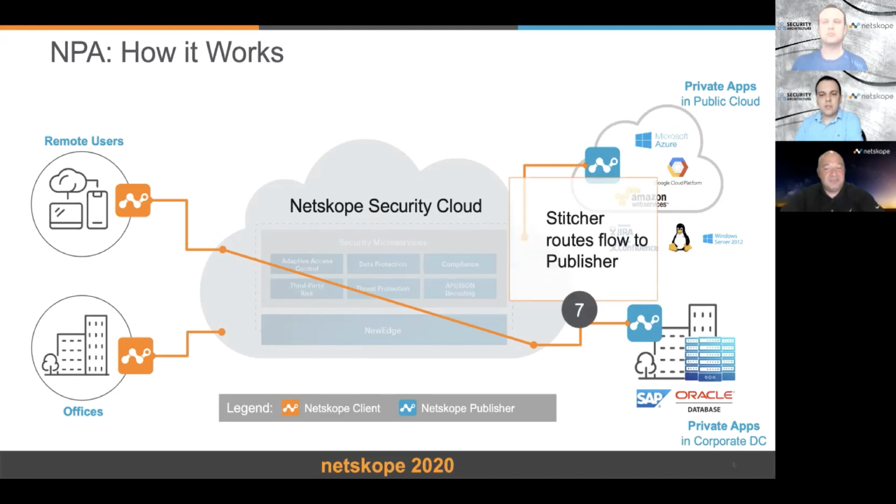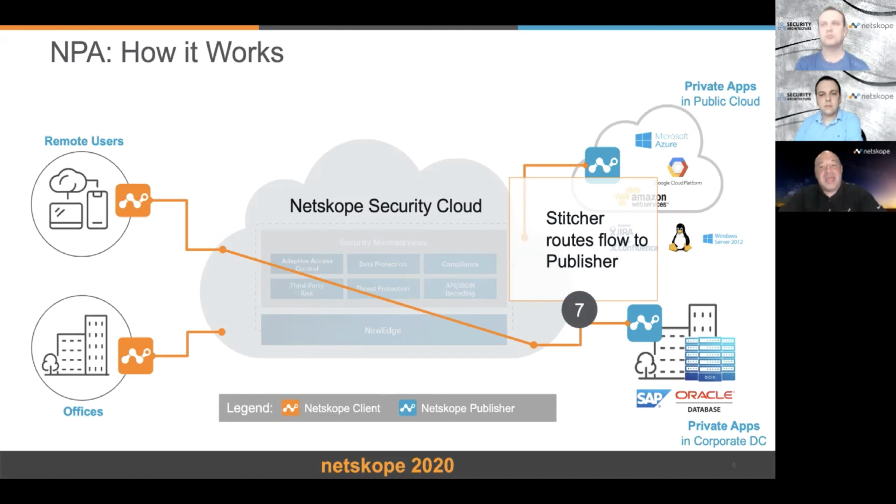So I have a question. When you mentioned publisher, is it something that functions like a reverse proxy? Yes, sort of. It's actually not reverse proxy, it's a reverse tunnel, right? So the whole concept of zero trust is that you don't trust anybody, you're not opening up any ports. So the way Publisher works is it establishes outbound connectivity into the Netskope cloud.